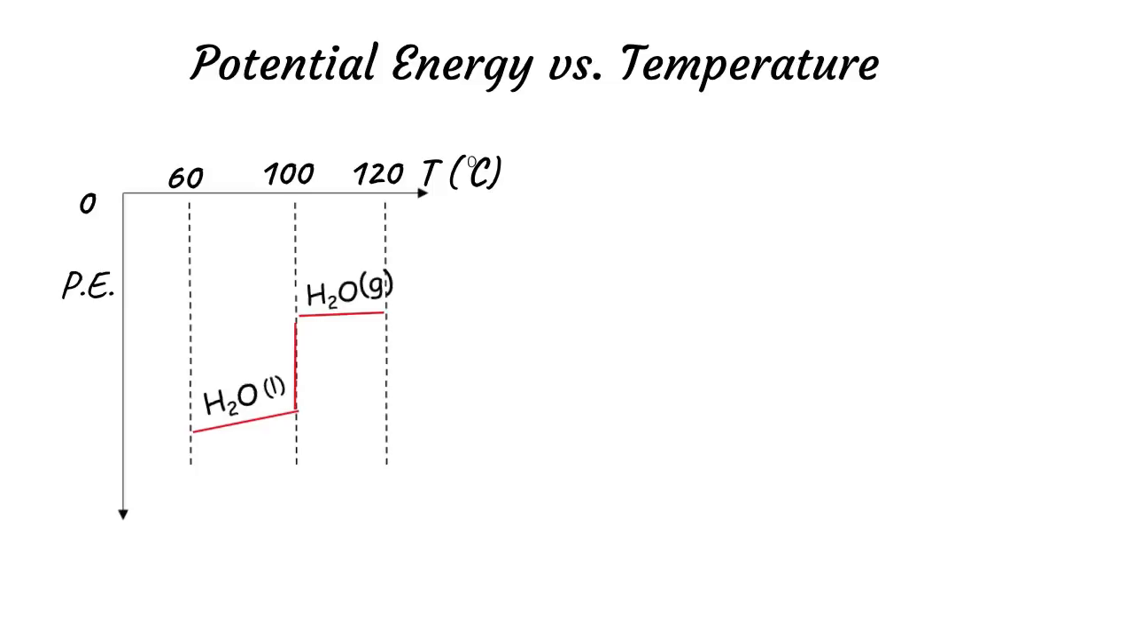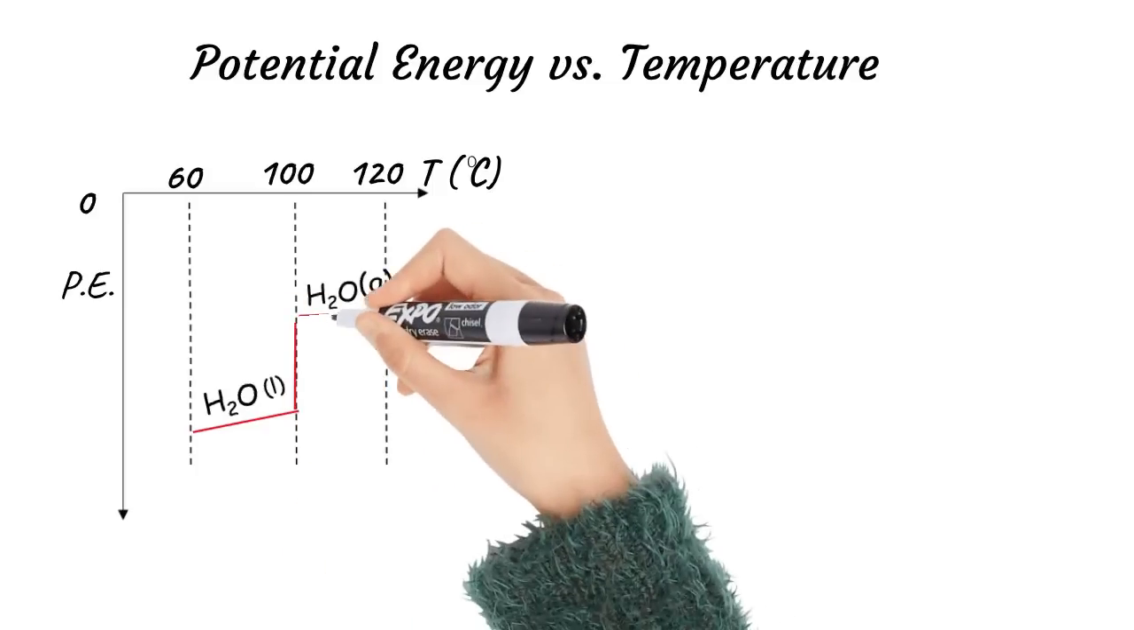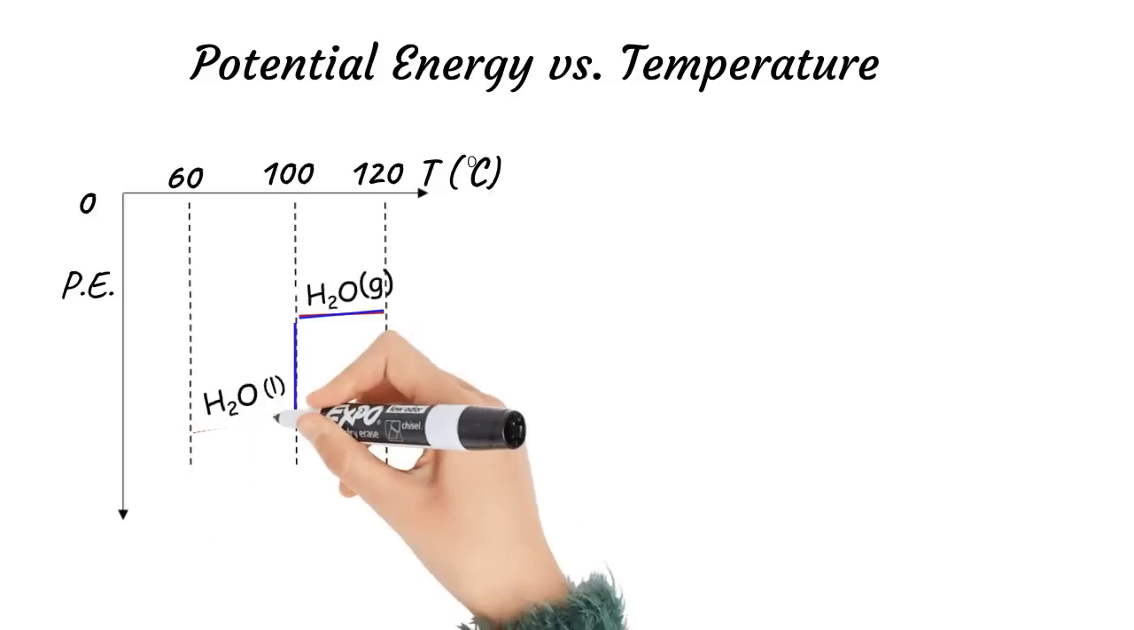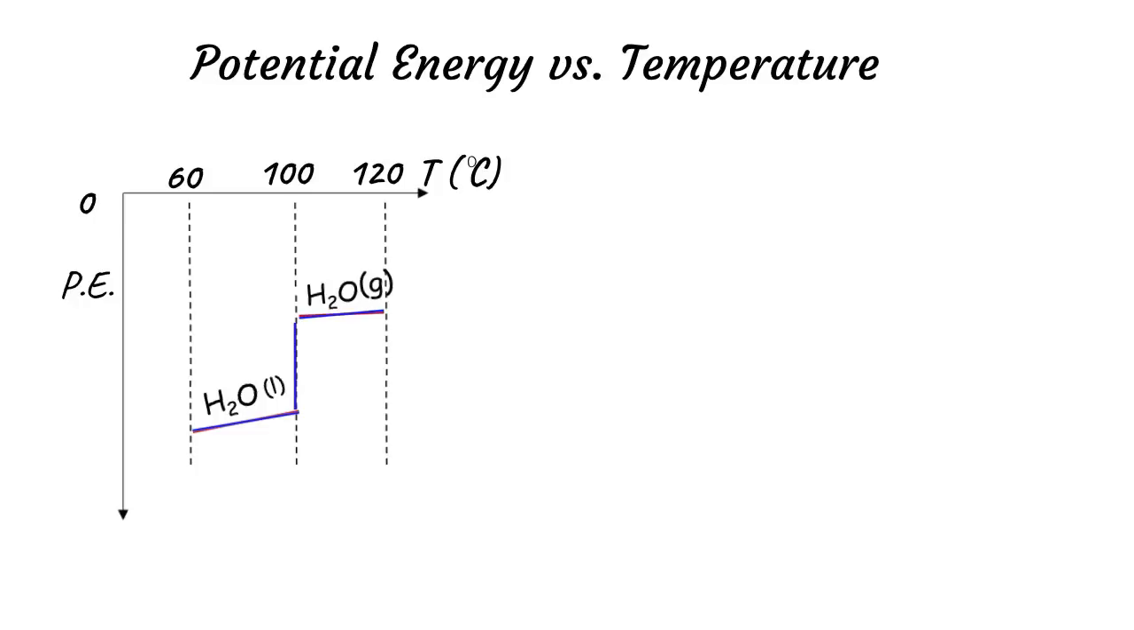On the other hand, when cooling, the potential energy decreases slightly with the temperature. During the phase transition, the temperature remains constant, but the potential energy drops. Once all the water vapor is condensed, the potential energy of the liquid water will decrease slightly with temperature. Note that, in general, potential energy is negative.